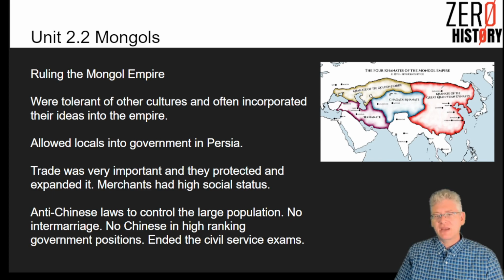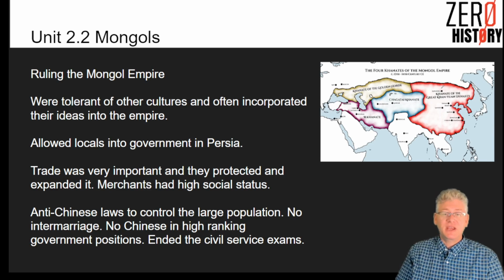In the Yuan dynasty, they have these laws to help control that population. So, no intermarriage between Mongols and Chinese. No Chinese were allowed in high-ranking government positions. Those were all reserved for Mongols. At some very low levels, they could do some things, but not a lot. They're also going to end the civil service exams. Like, what's the point of a civil service exam? If you're not a Mongol, you can't be in government leadership.